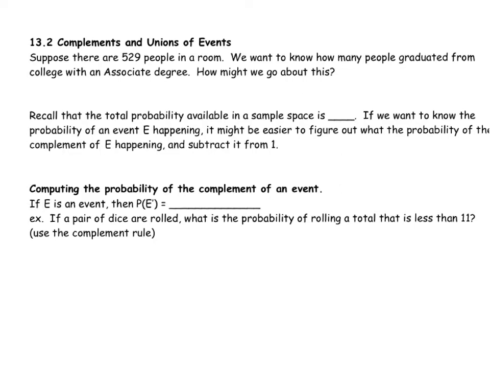Now recall that the total probability available in a sample space is 1, as it goes from 0 to 1. If we want to know the probability of an event happening, it might be easier to figure out what the probability of the complement of E happening is and subtract it from 1. So the complement is everything else. It's like the opposite of it. Now, we remember that from set theory. So if we wanted to compute the probability of the complement, if we considered E to be some event, then the probability of E complement would be 1 minus P of E. It's just the opposite of it.